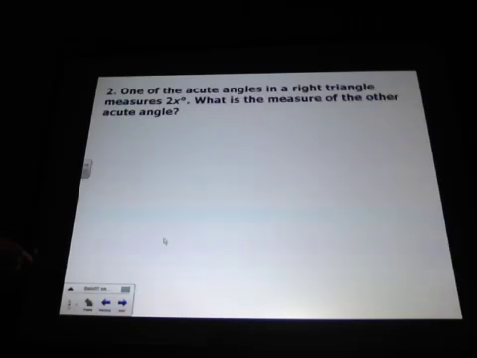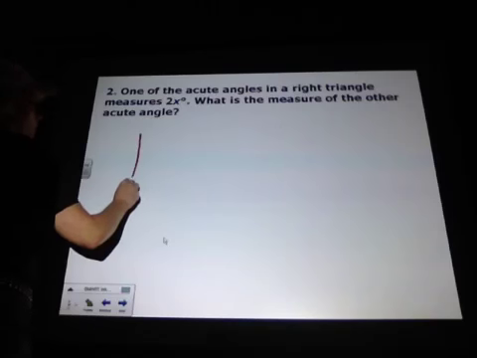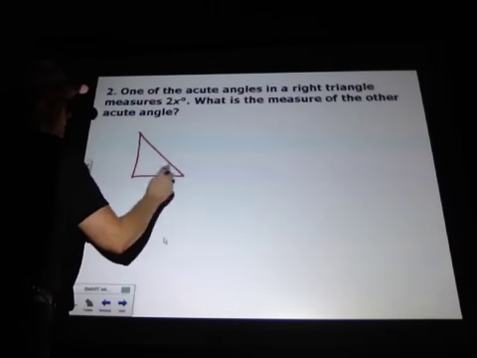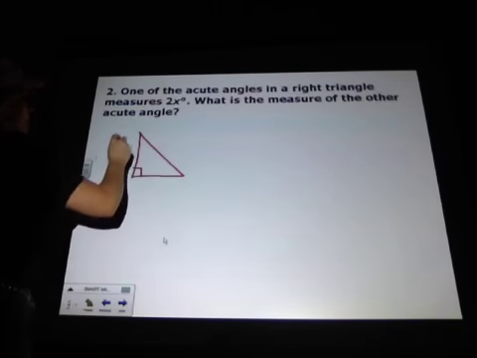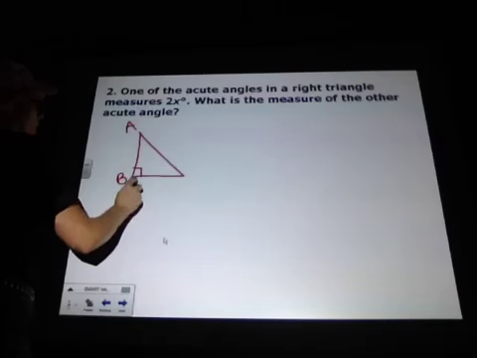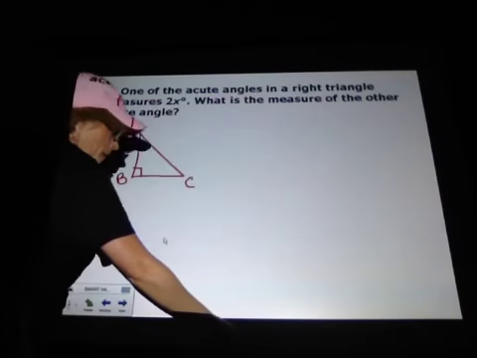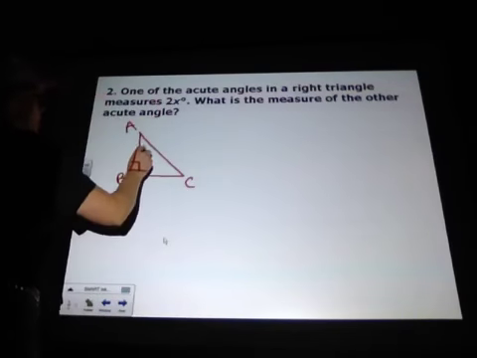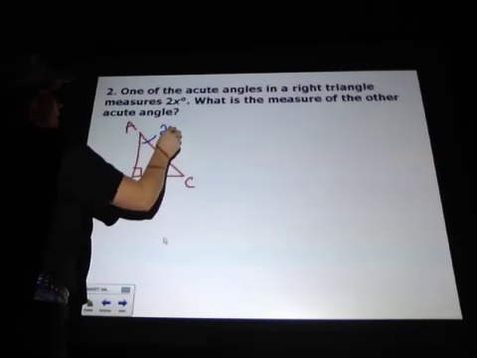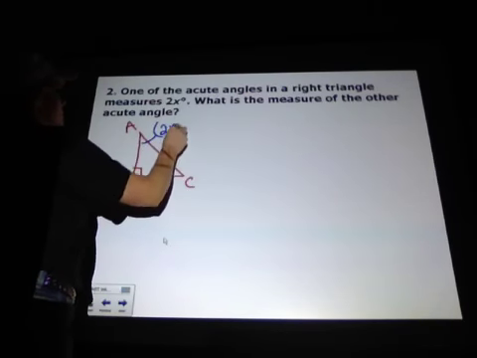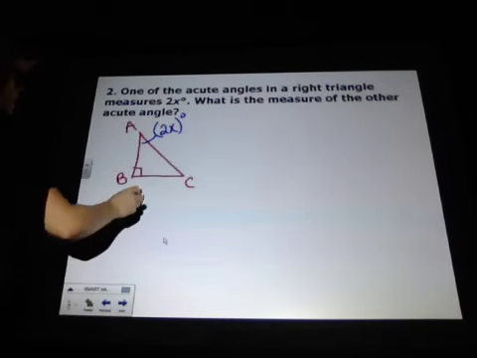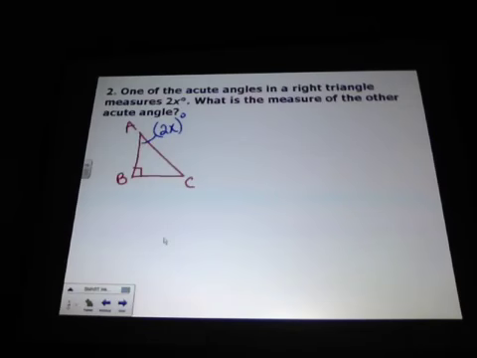So, one of the acute angles in a right triangle measures 2x degrees. What is the measure of the other acute angle? All right, y'all know I'm a visual learner, so I'm going to draw a triangle. Identify my vertices. Okay, we know one angle is 90 degrees. Let's say this one here is 2x degrees. We're trying to find the measurement of angle C here.